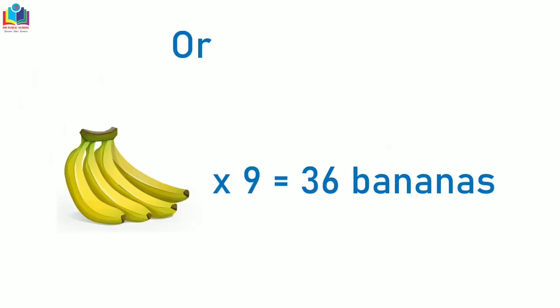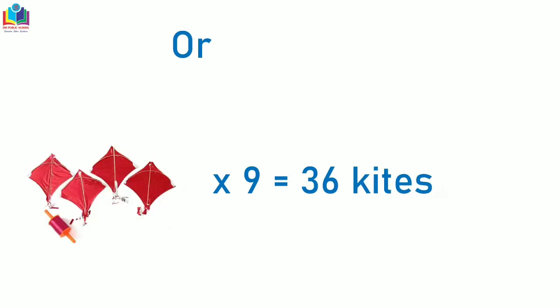Or you can multiply these 4 bananas with the number 9, because we had 9 baskets and we have 4 bananas. So just multiply and you will again get 36 bananas. Or you can try it with kites. You can try it with anything. Anything in the number 4 multiplied by 9 will always give you 36.